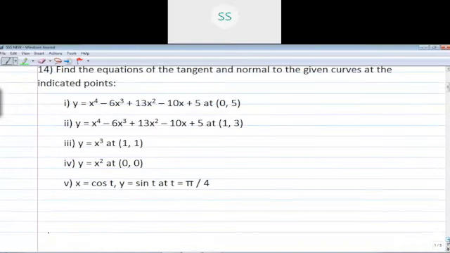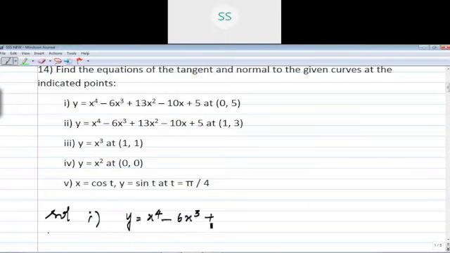See here, listen carefully, children. You know very well how to differentiate, right? Solution, first part: y is equal to x power 4 minus 6x cube plus 13x square minus 10x plus 5. The given point is 0 comma 5. The next step, what do you want to do? You want to differentiate, that is dy by dx. You are differentiating with respect to x.